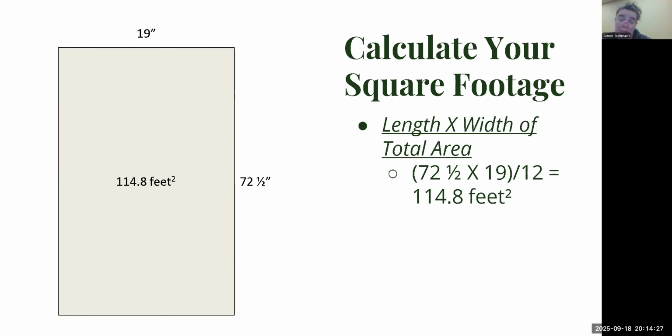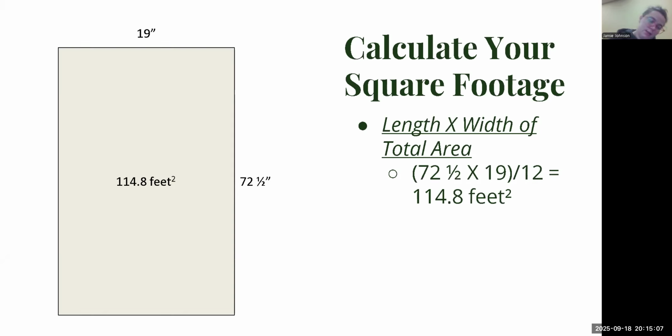So 72 and a half times 19. Those are in inches, and we're trying to go to square feet. So we multiply 72 and a half times 19 together, which is why those are in parentheses, and then we divide all of that by 12 to put it back into feet, because there's 12 inches in a foot. I will do a dimensional analysis video now that I'm talking about these things out loud and taking the time to accurately describe them, unlike my first take of this. So 72 and a half times 19 in parentheses, divided by 12, is 114.8 feet squared.